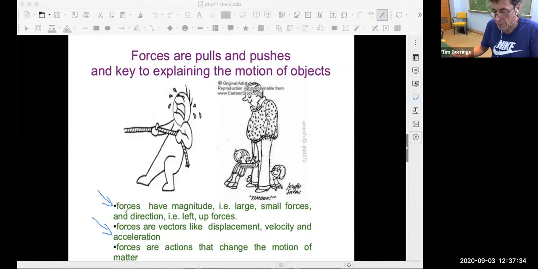The key thing about forces is that the action of forces, the influence of forces, is what alters motion, is what changes motion. And that's what today's class is about.